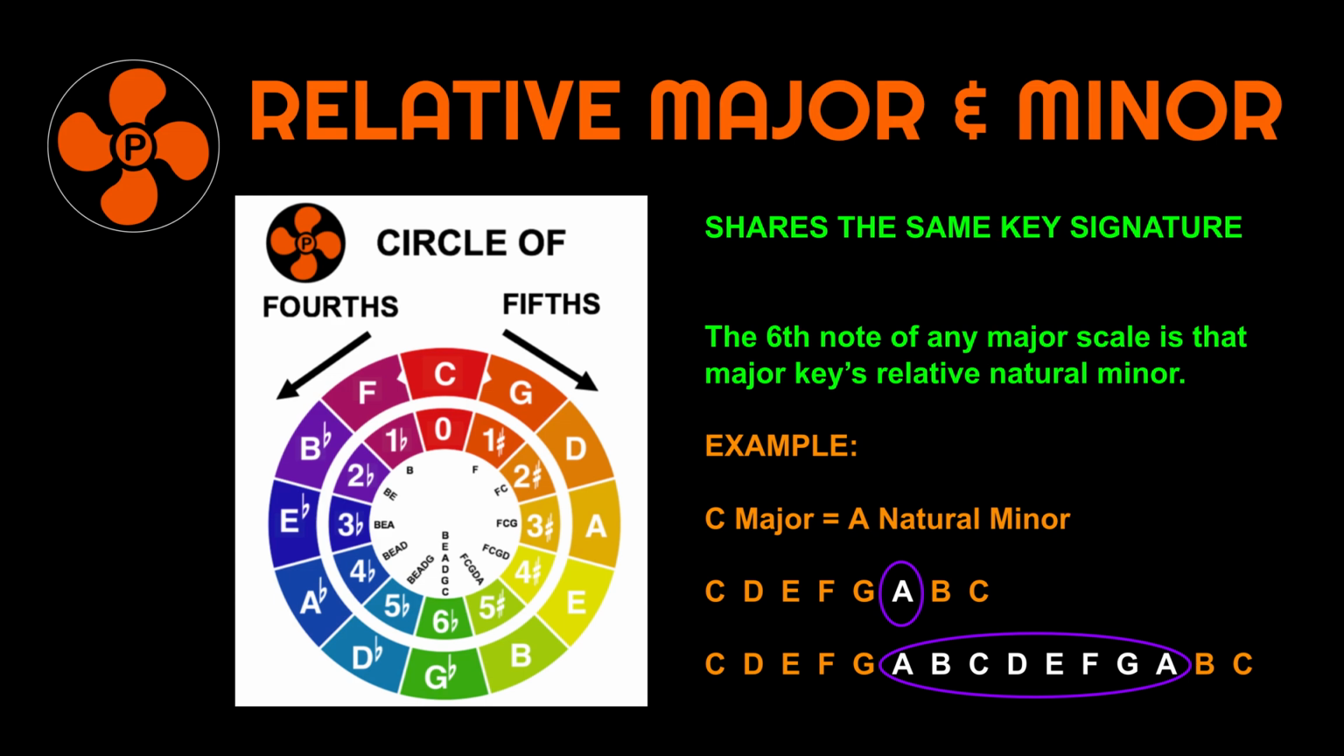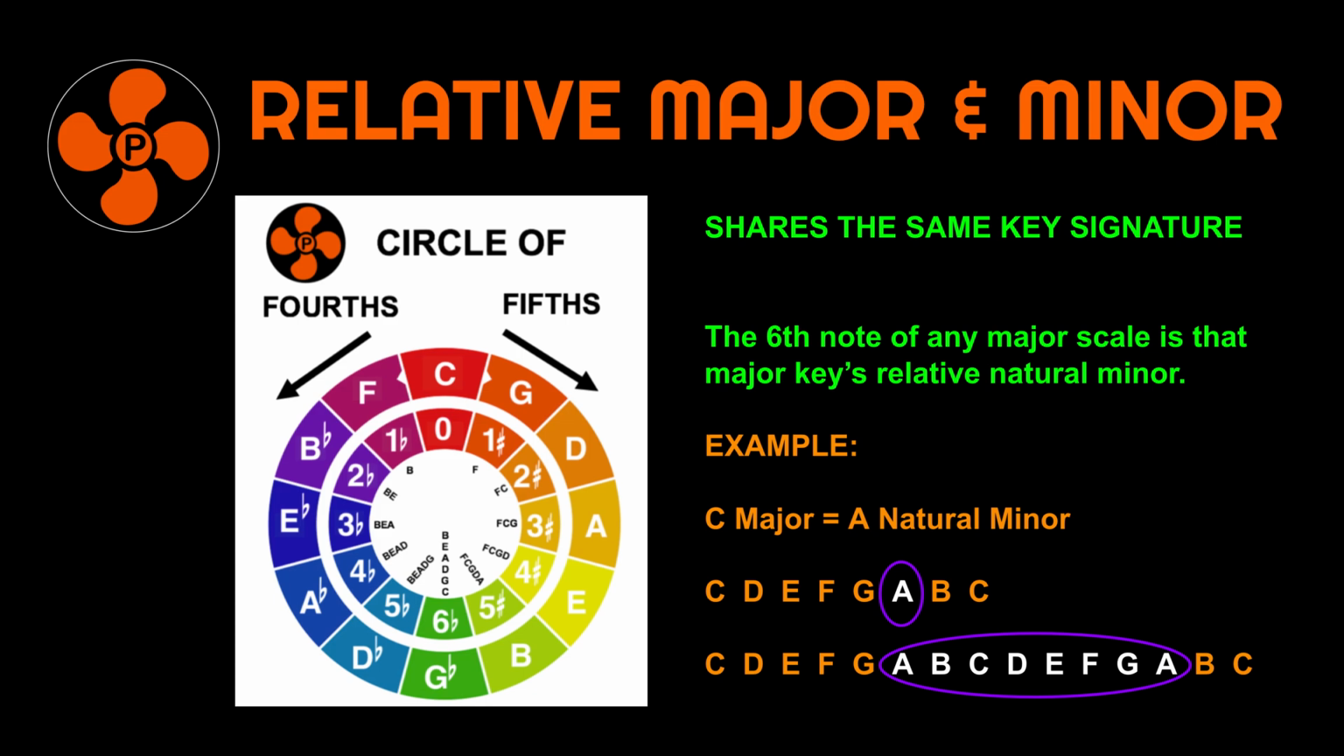The other way to go about major and minor scales is something called relative major and minor. Relative major and minor scales are two scales that share the same key signature. And the way this works is like this. You think of any major scale and find the 6th note. The 6th note of any major scale will be that key's relative minor.